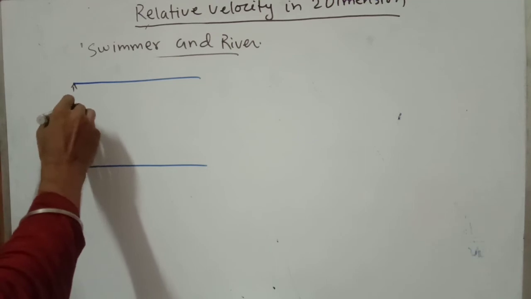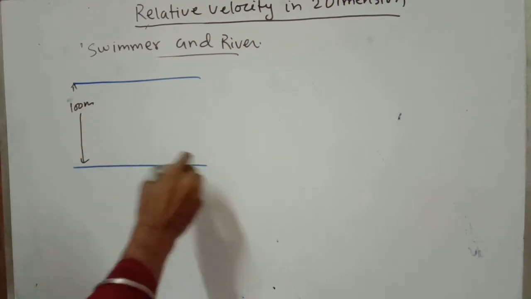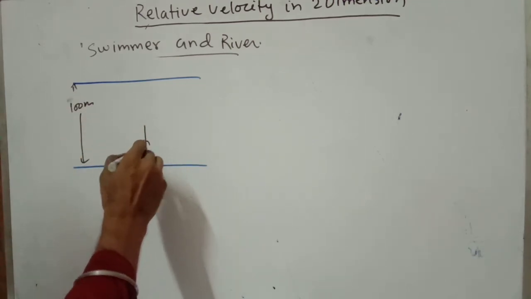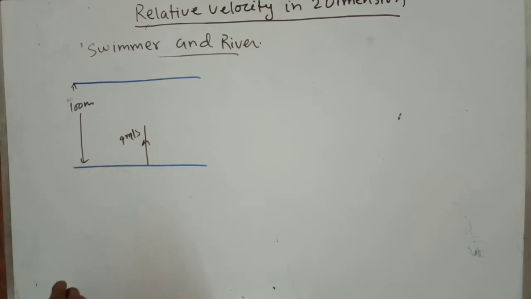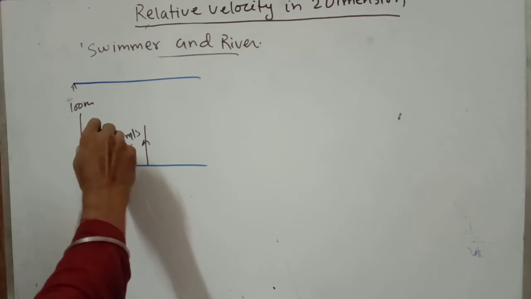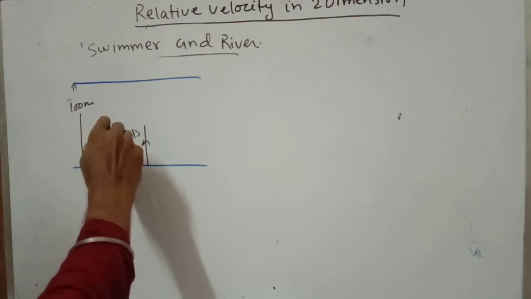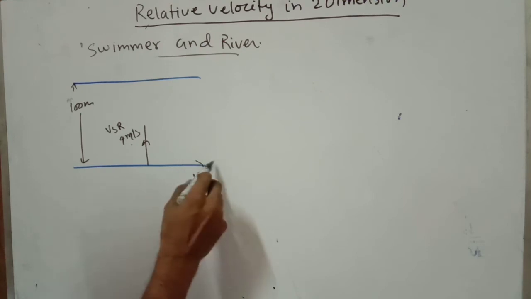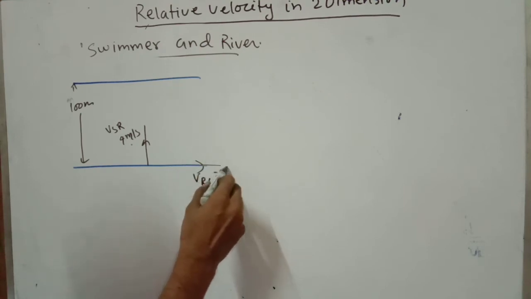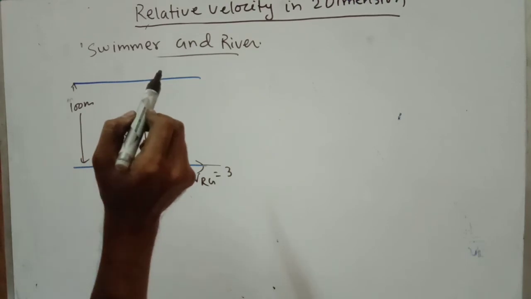Let me consider 100 meter. Now, the velocity of the swimmer, we consider 4 meter per second. So this speed is the velocity of the swimmer with respect to what? The river. And we are given the velocity of the river with respect to the ground, let's consider 3 meter per second.